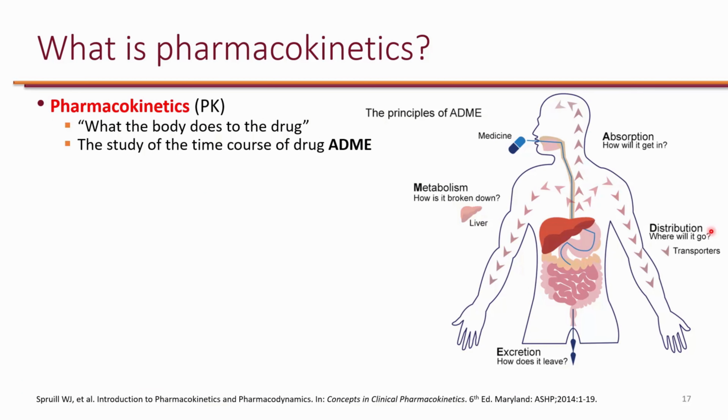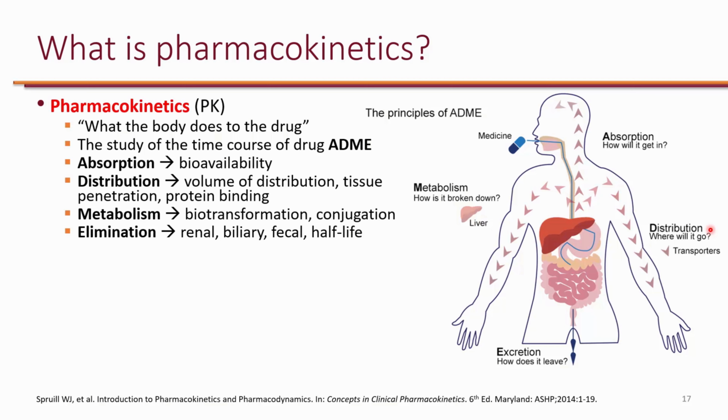Let's review what pharmacokinetics means. Traditionally, pharmacokinetics is known as what the body does to the drug. It basically involves ADME: absorption, distribution, metabolism, and elimination. It's important to consider absorption so we know the bioavailability of drugs. When it comes to distribution, it's important to know protein binding. So for example, some patients may have low albumin.